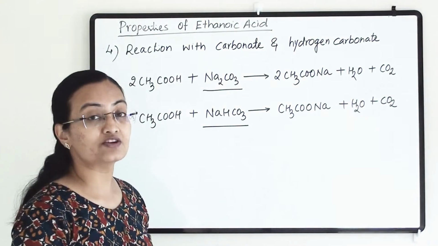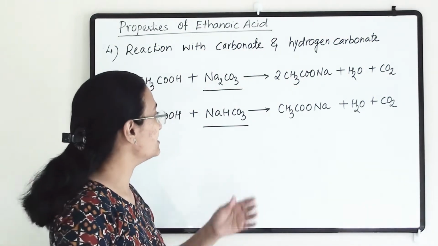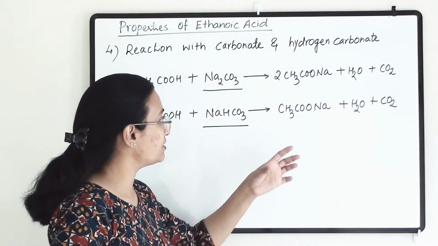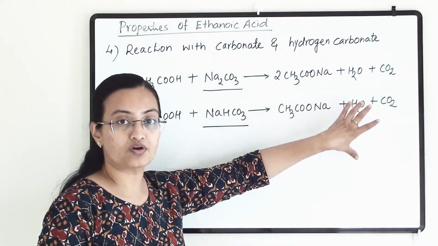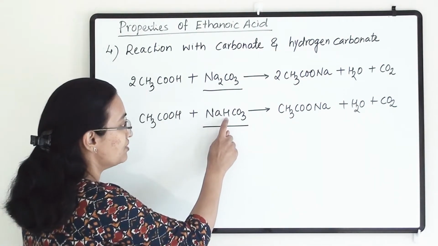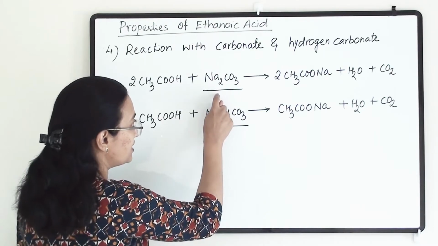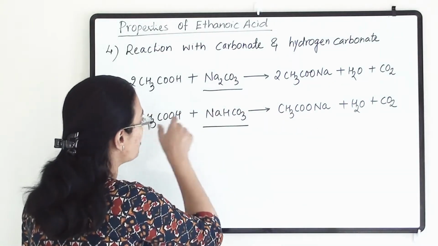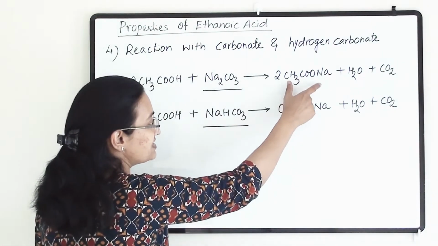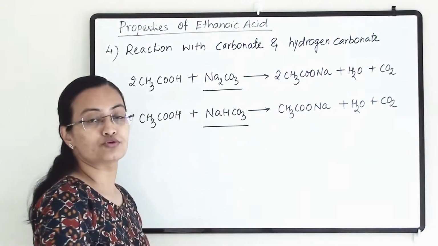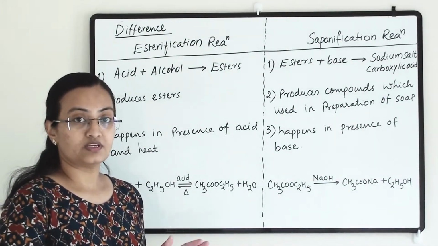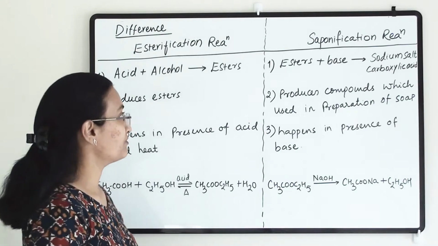So the reaction product of ethanoic acid with sodium carbonate and sodium hydrogen carbonate will remain the same: sodium acetate, water and carbon dioxide. But because of the hydrogen, which is more here compared to here, the balancing of the equation will be different, as here we need to take two molecules and as a result we will get two molecules of sodium acetate.